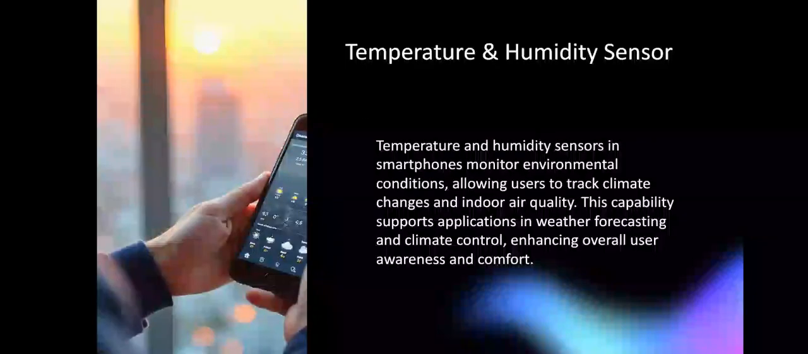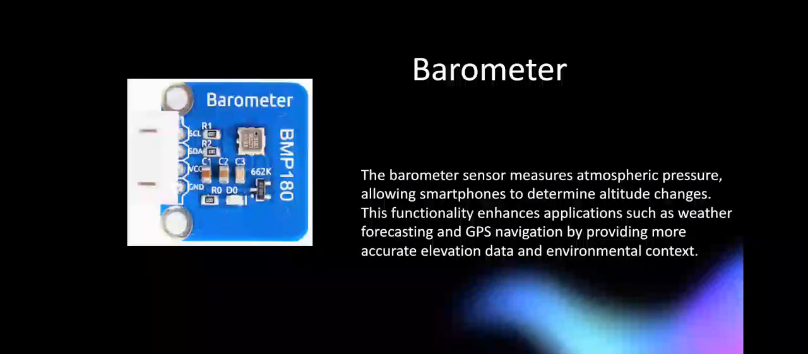And the next is the temperature and humidity sensor. The temperature and humidity sensor in a smartphone monitors environmental conditions, and it allows users to track climate changes and indoor air quality. By using it we can measure the surrounding environment, and we can also monitor the temperature of our mobile phone's CPU and battery.